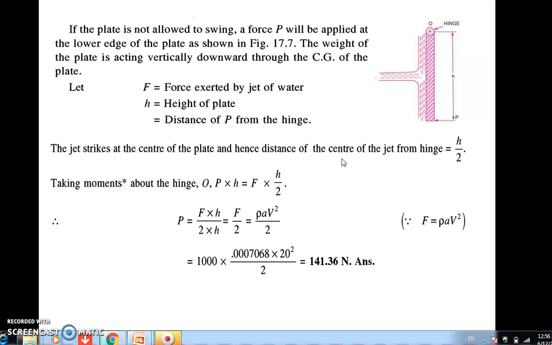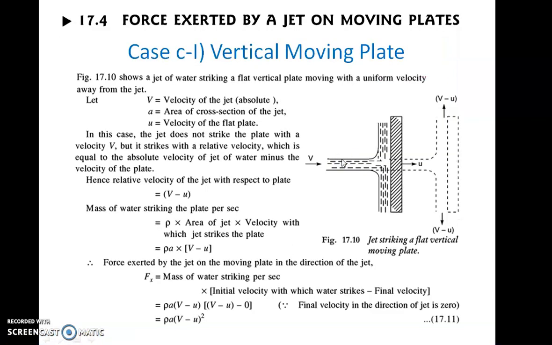Now let us quickly move towards the next case, that is case C. We have seen case A and case B. Case A was for the stationary plate. There were three cases: vertical flat plate, inclined flat plate, and the curved plate, for the stationary or fixed plates. Now let us see for moving plates. For moving plates, the same cases we are going to repeat. Only the plate, instead of being fixed, is now moving.